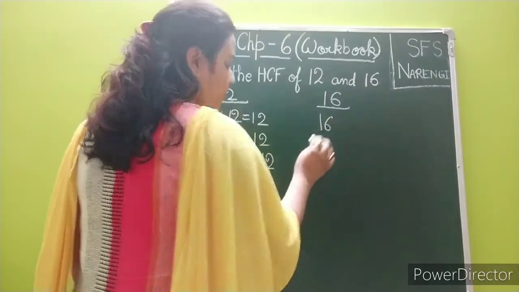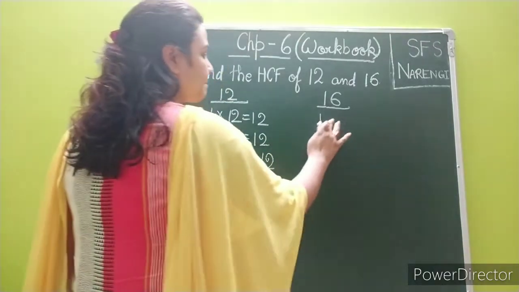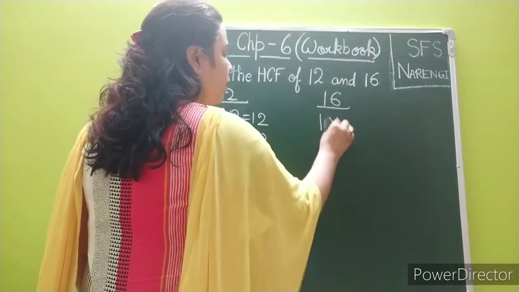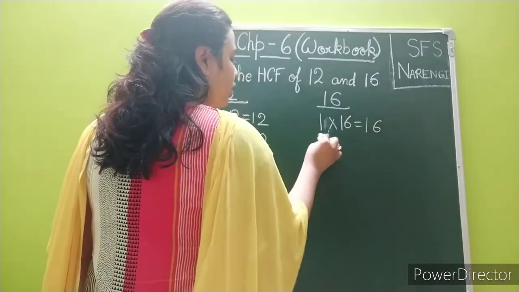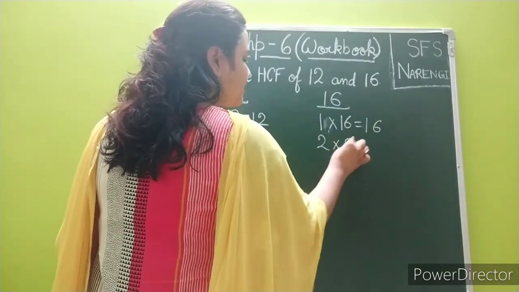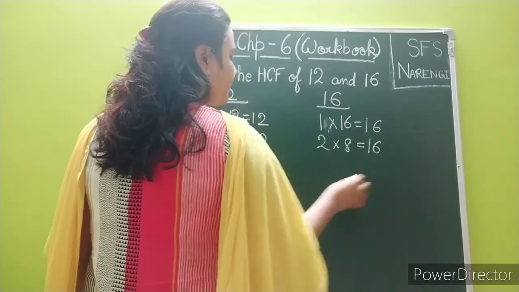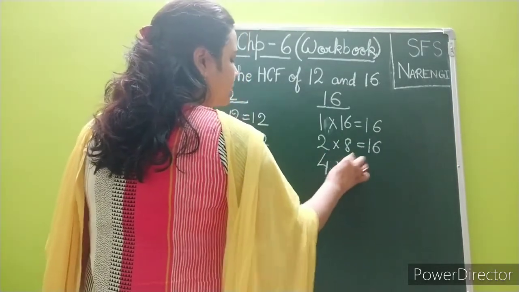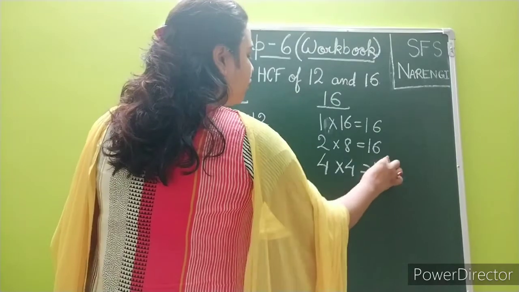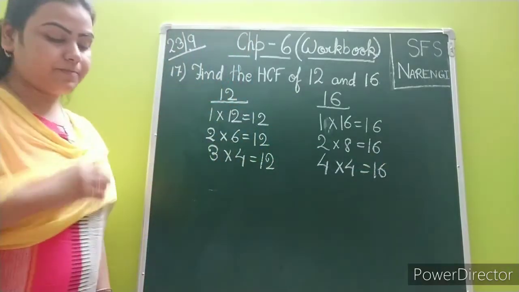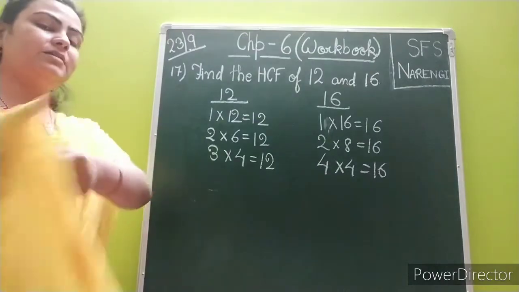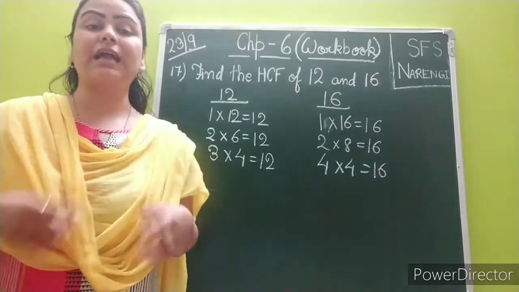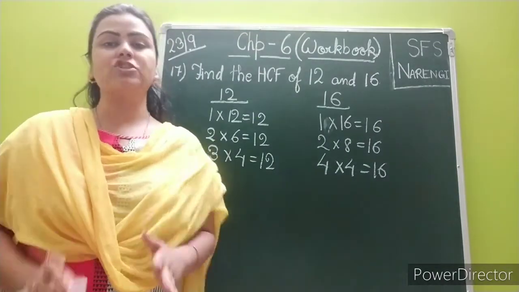Now, if we talk about 16, 1 into 16 is 16, 2 8 16, with 3 it does not go, and we have 4 4 16, right? We are having 4 4 16. So, what are the factors? And we will find out the common factors, and out of that we will find out the highest common factor.